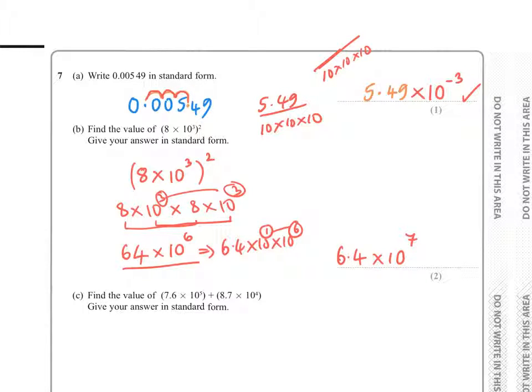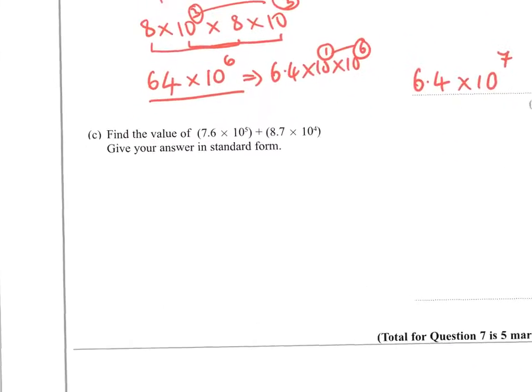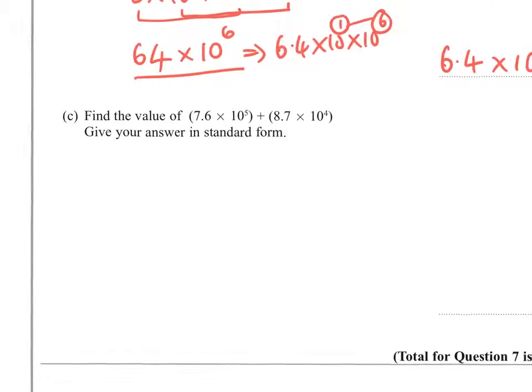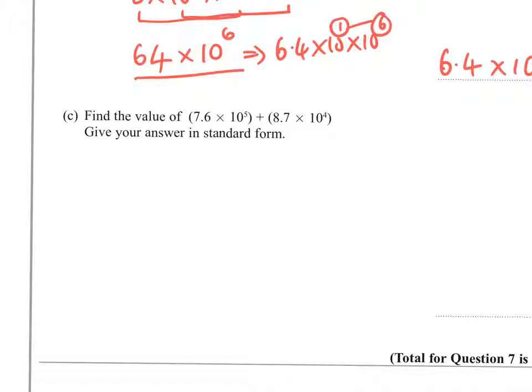Let's have a look at part C. It says, find the value of 7.6 times 10 to the power 5 plus 8.7 times 10 to the power 4. Now, you don't really need those brackets there, to be honest, but let's have a look. If this is difficult for you, then there's one way of doing it here. You can put it into ordinary numbers.